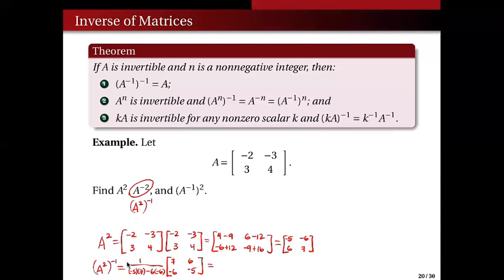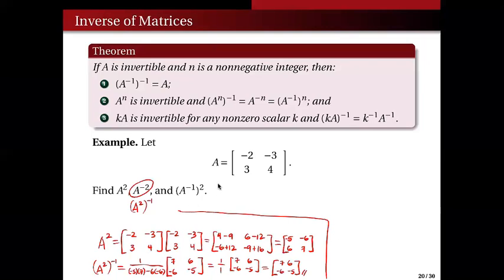So anyway, simplify the denominator. Negative 5 times 7, that's negative 35. 6 times negative 6, that's negative 36, but there's a minus here. So you'll just have 1 over 1. So you have 7, 6, negative 6, negative 5. So this is A squared inverse, okay?